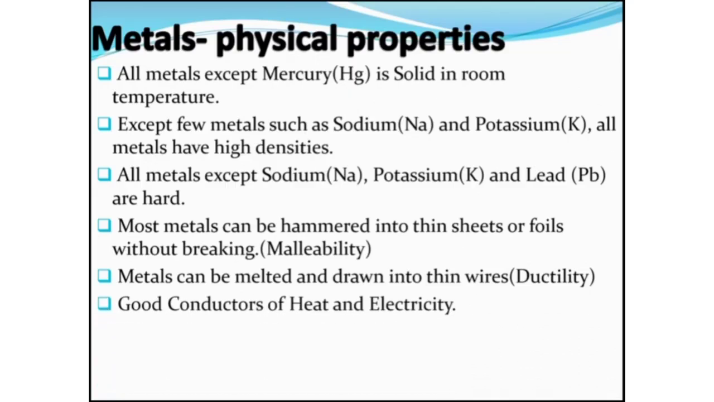Metals are good conductors of heat and electricity, as already seen. If you heat an iron rod at one end, the heat will be felt on the other end also. Another important property is lustrous. Lustrous means a shiny appearance, and metals give a shiny appearance. For example, gold and silver shine.